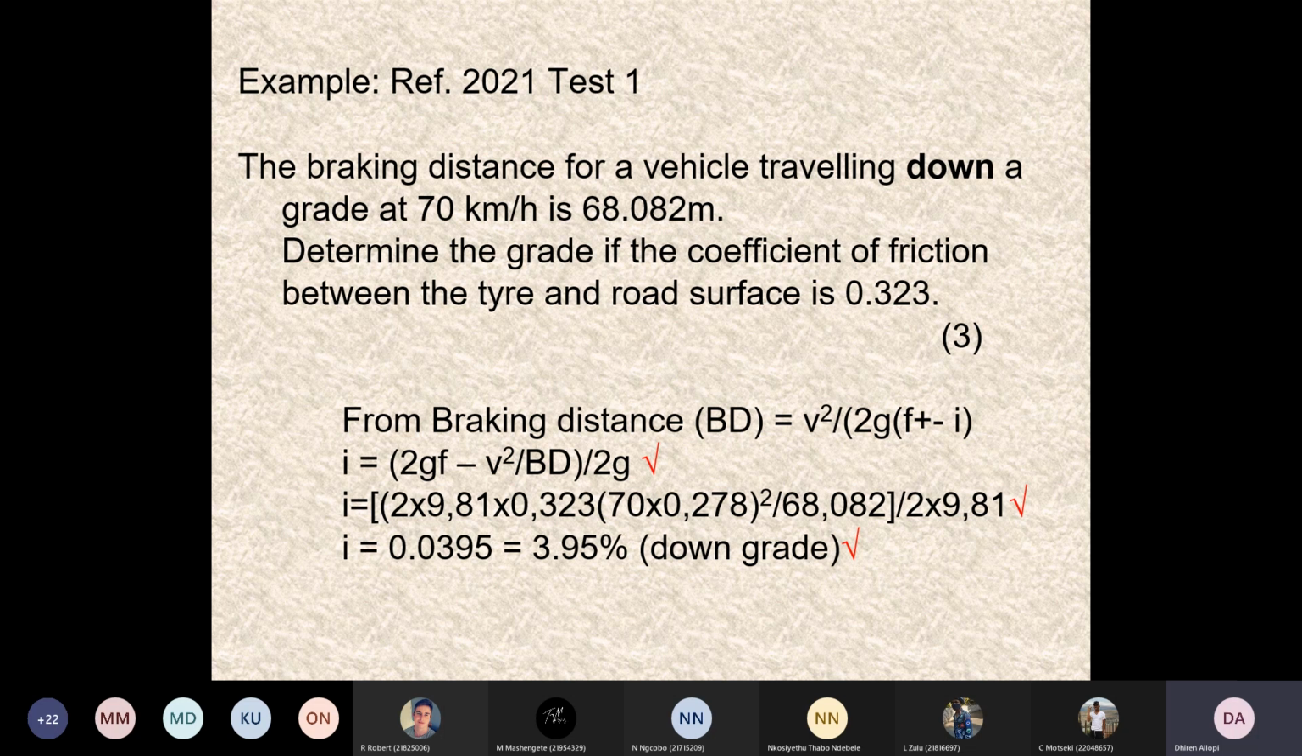Note the final answer will be a decimal, and then as a percent. You can see the question gave you, very important, downgrade. Downgrade, therefore you can see the minus sign. Downgrade is negative. If it was upgrade, then it would have been positive. You can interrogate that example in your own time, go through it and verify whether the answer is correct. So yes, a typical simple 3-mark calculation based on stopping sight distance.